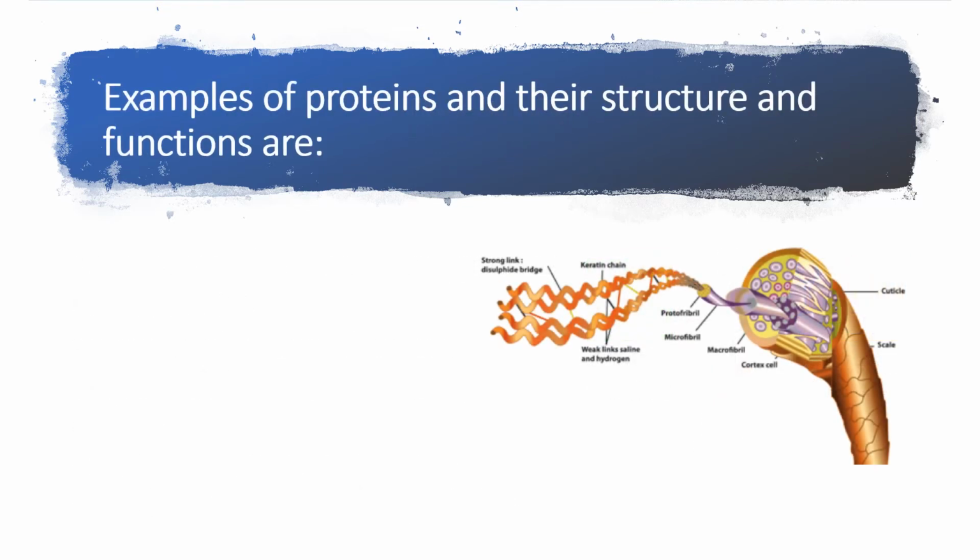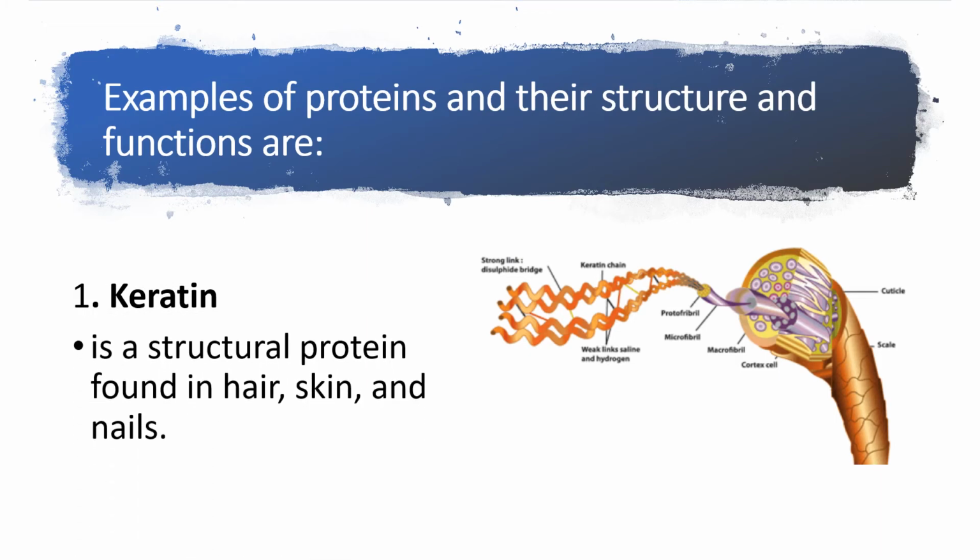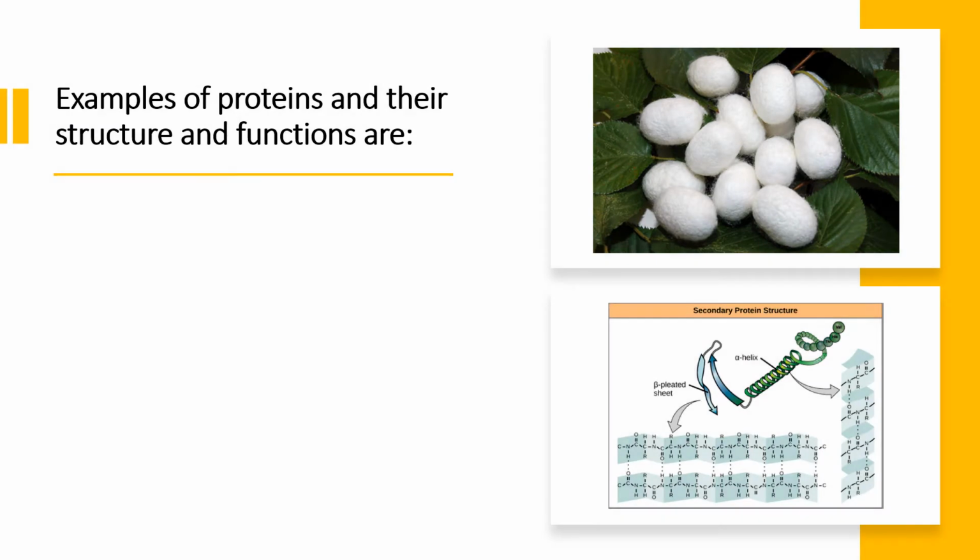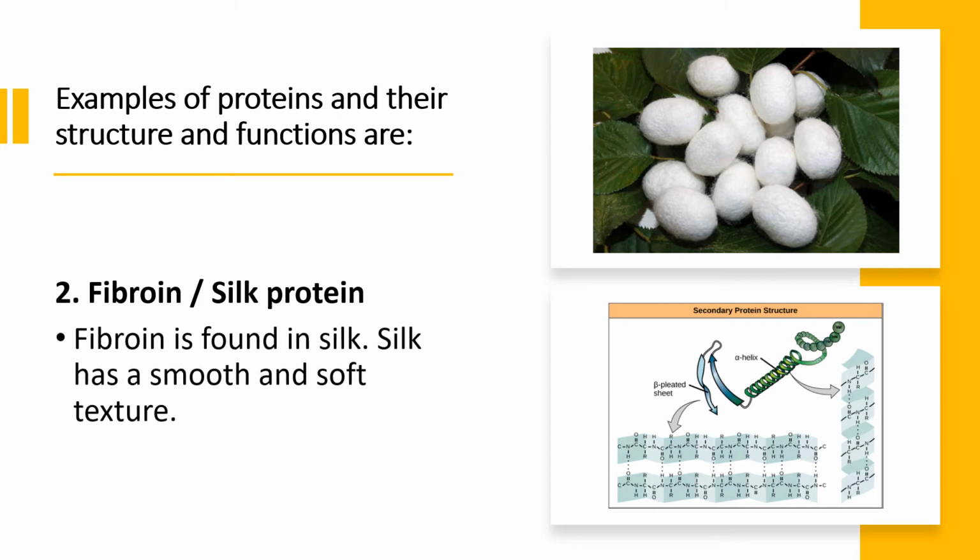Now, examples of proteins and their structure and functions are: first is keratin. It is a structural protein found in hair, skin, and nails. Another example is fibrin or silk protein. Fibrin is found in silk. Silk has a smooth and soft texture.